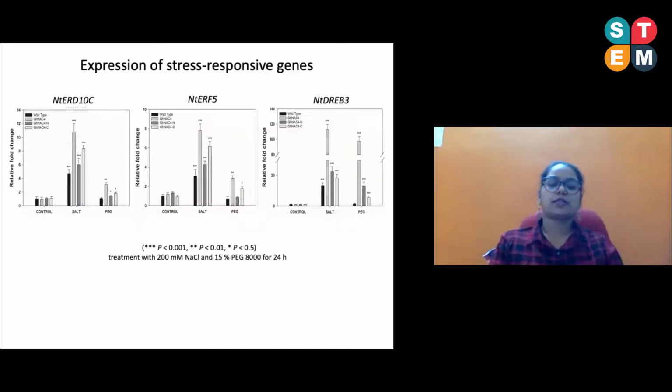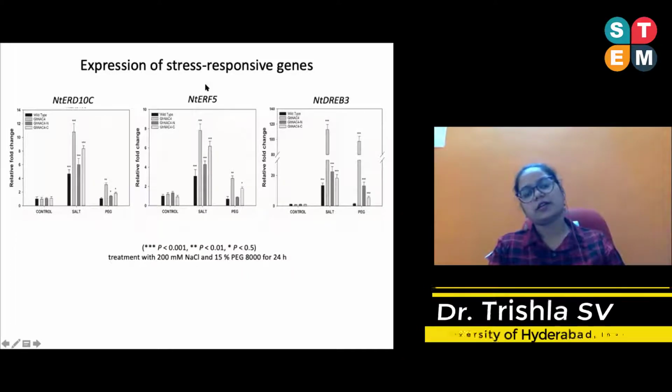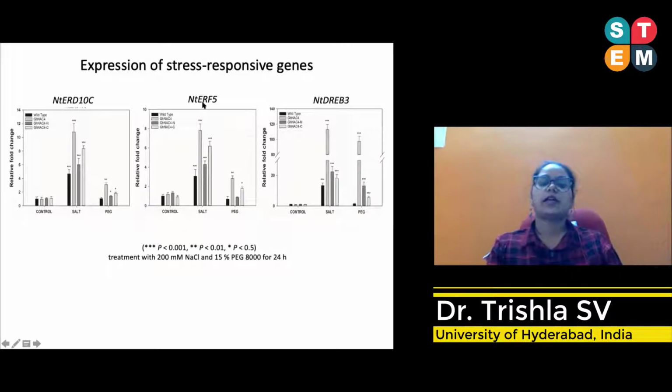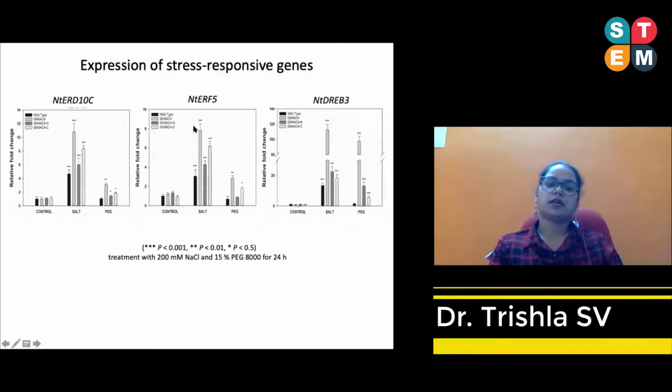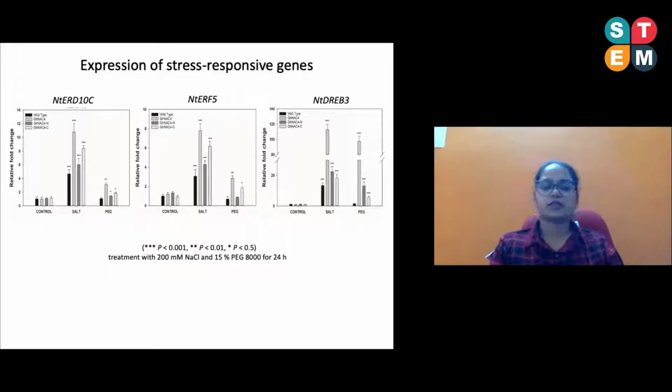Next, we also studied the expression of various other well-known stress responsive genes, such as ERD10. These ERD10 proteins are osmotic hydrophilic proteins which play a role in redox homeostasis. Another gene that we studied was ethylene response factor 5. This is known to play a role in crosstalk in hormonal and stress regulation.